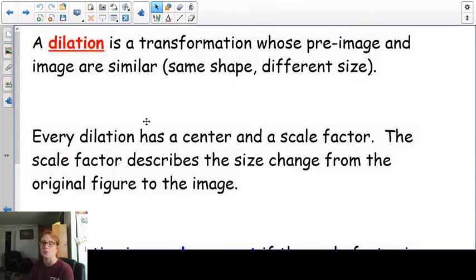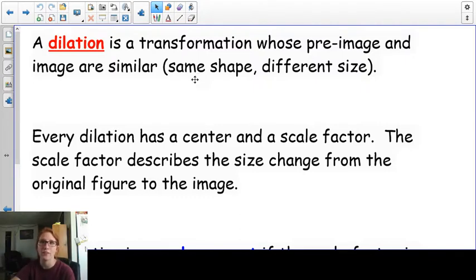So first things first, what is a dilation? A dilation is a transformation, which is something that's been changed, so we are going to physically change whatever we're working with, whose pre-image and image are similar. A pre-image is the shape that you're given in the beginning to work with, and then your image is what it's been changed to. So pre-image is before, image is after.